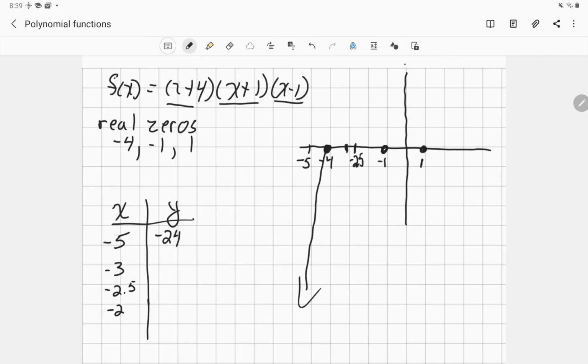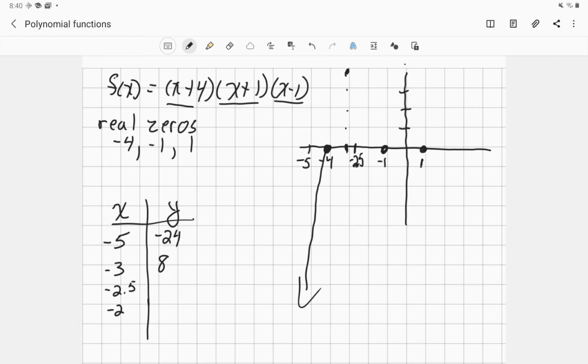When I put -3 back up into here and I work it out, I actually get 8. So at -3, it's 8. Now I don't have enough space. I'm going to count each square going up as 2. So this would be 2, 4, 6, 8. So this would be up here. It's just because I don't have enough space.